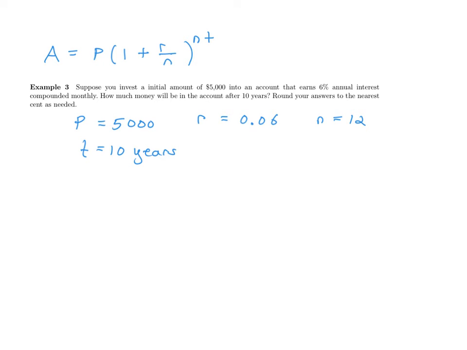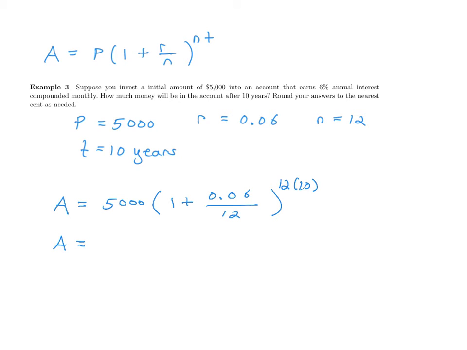So let's see what we have. A is equal to 5,000 times 1 plus 0.06 divided by 12, all to the power of 12 times 10. If we simplify this, whatever it equals is the balance of the account after 10 years. So I'm getting out my calculator to simplify this a little bit. I'll start with the 6% divided by 12.